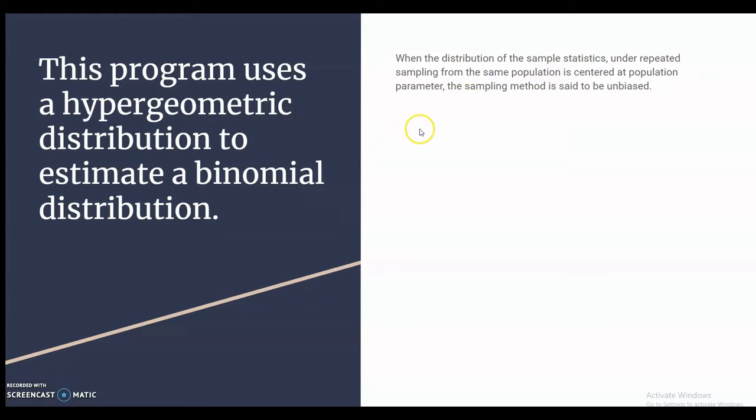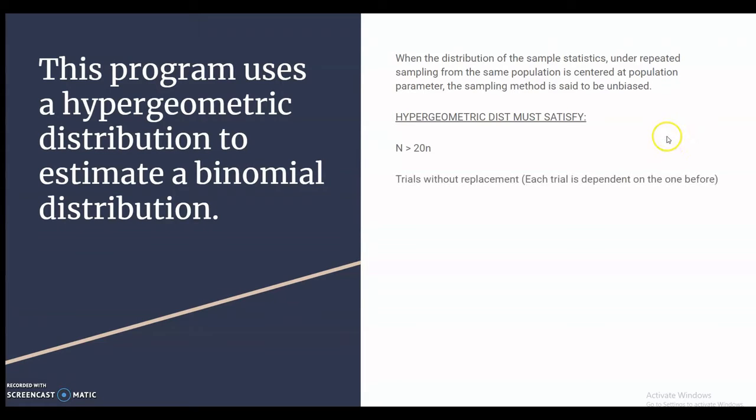We're repeating a sample, and as long as the sample is centered at the population parameter, then the sampling method is unbiased. And here's just a quick set of rules for each.